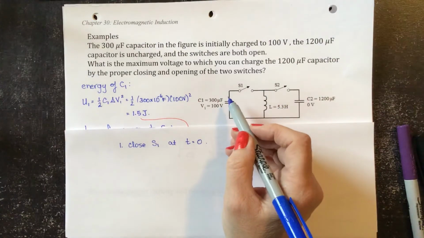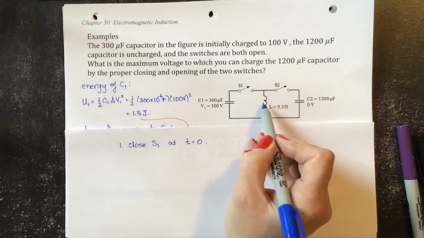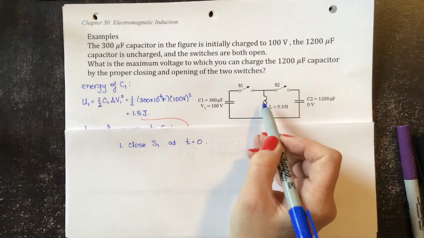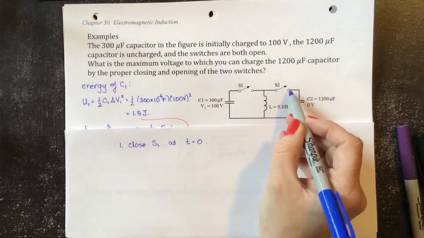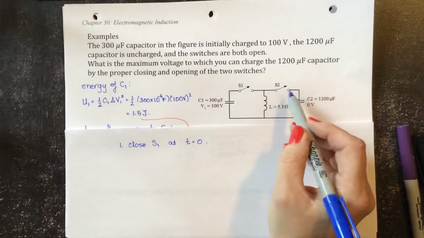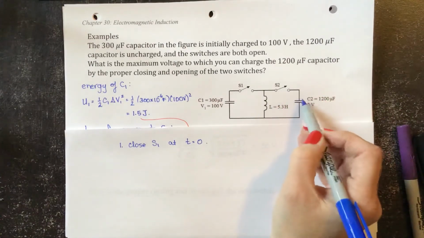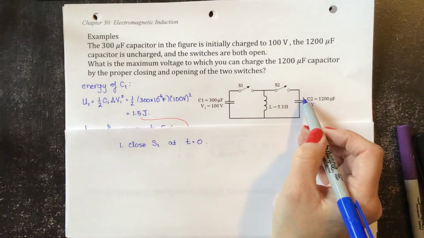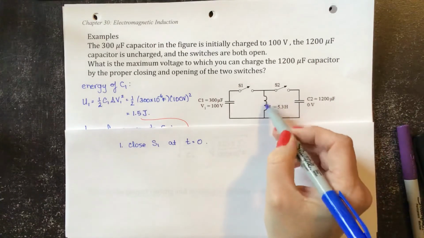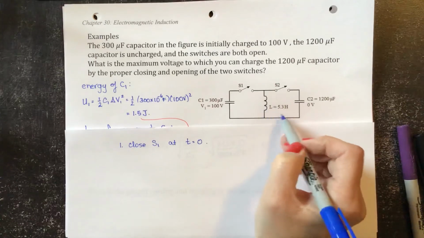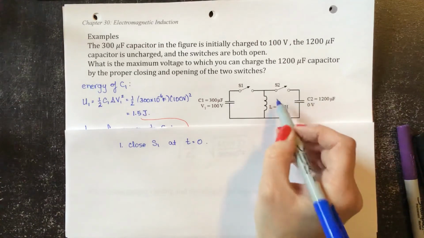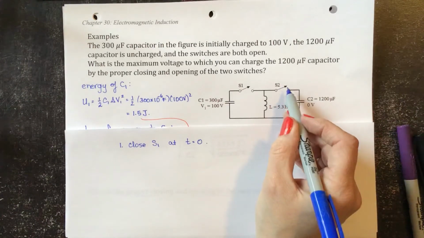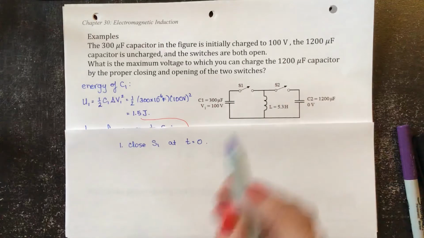So then at a quarter T1, when the current is a maximum, what we can do is we can open up switch 1 because the current is a maximum, and we can close switch 2. Then the current and charge of capacitor C2 are going to oscillate with period T2, and the current from that inductor is going to start to charge C2. C2 is going to get fully charged at a quarter of a period T2. Then we'll flip open that switch S2, and that will keep it charged.